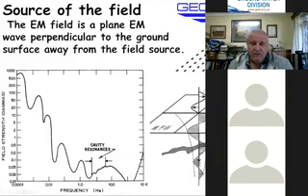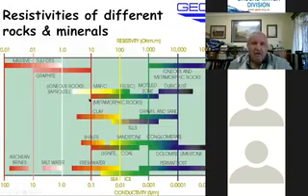Then we can actually see on the right-hand side the plane wave that it is forming. So it is perpendicular to the ground going down vertically, all right? So it is away from the field source, which is in the air. Ignoring that frequency, we're coming back to resistivities of different rocks and minerals.